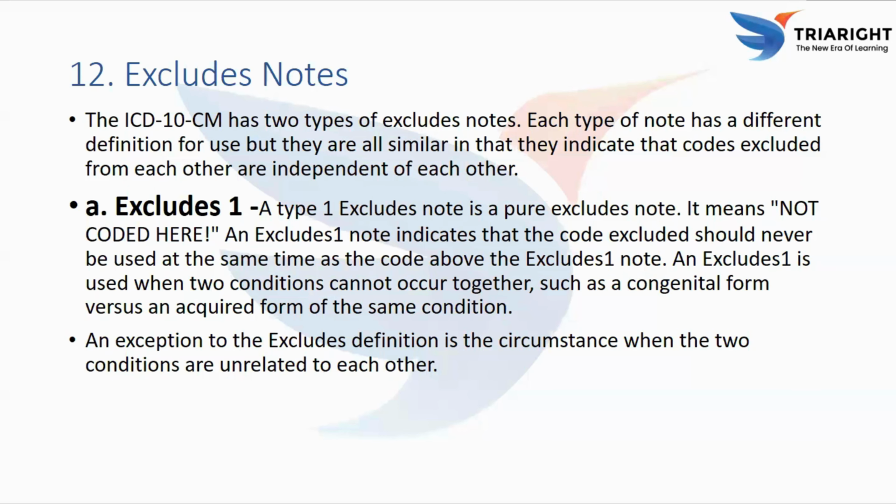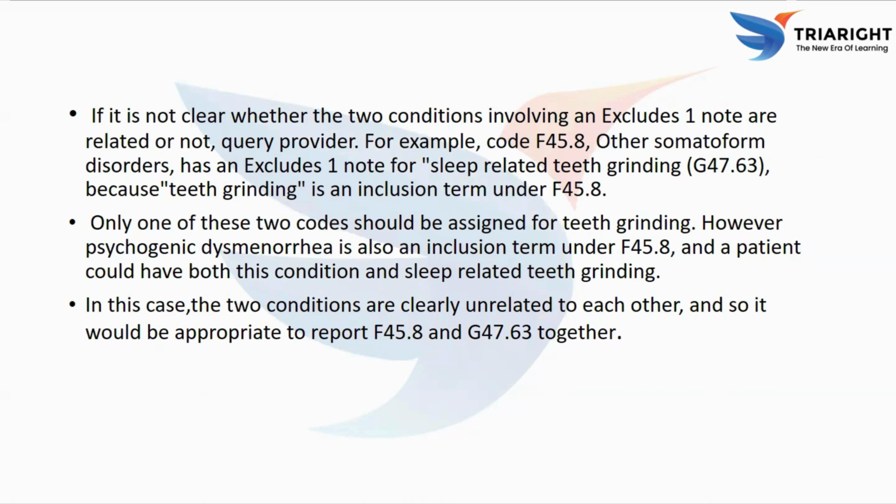If the two conditions are unrelated, then both codes may be used together, but only in this special case. This is the specialty of the Excludes1 convention. Sometimes it's not clear whether two conditions listed under an Excludes1 note are related or unrelated. If you are unsure, you should ask the healthcare provider for clarification. Whenever you don't get enough information to code, just query them for clarification. After a clear clarification, you have to code them.